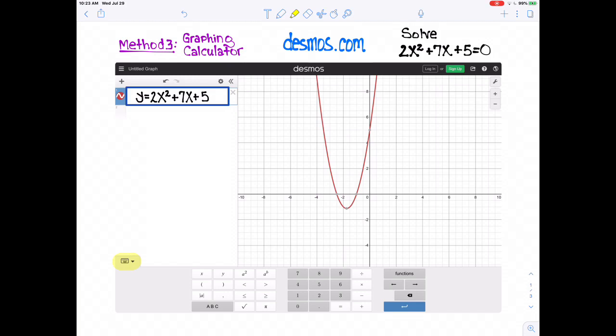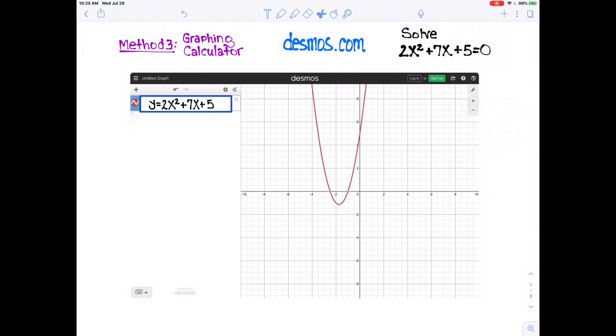To type this equation, you'll use the keypad at the bottom. You will type y equals 2x to the second power plus 7x plus 5. As soon as you have typed the equation, the parabola will appear.